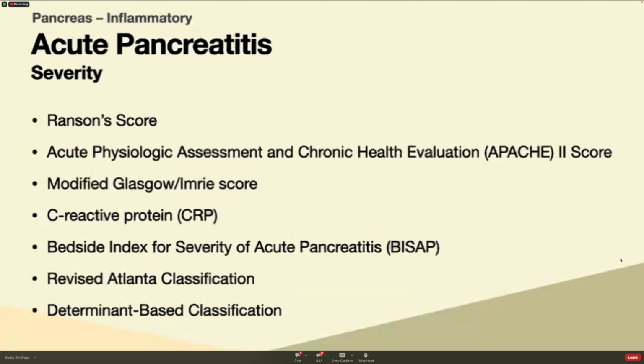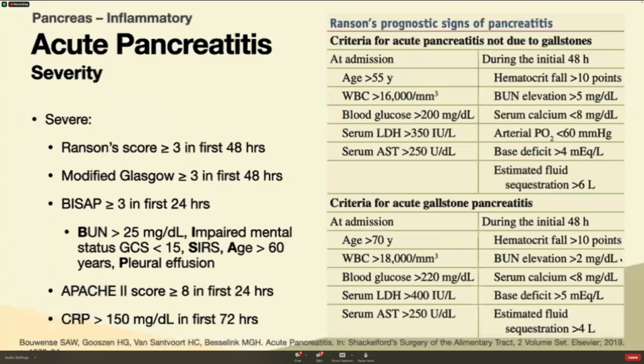For grading of the severity of acute pancreatitis, there are several scoring systems. You don't have to memorize all, but clinically, BISAP, the bedside index for severity of acute pancreatitis, is easier to use. However, for the exam, they usually ask the Ranson's criteria.